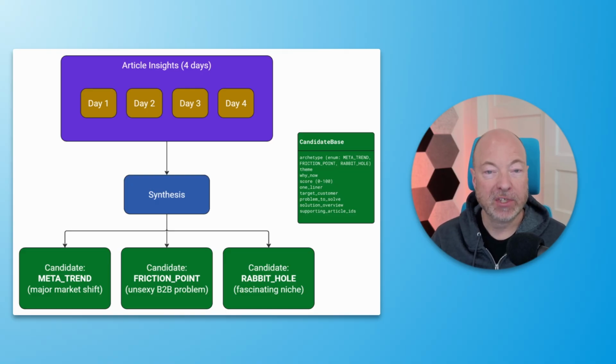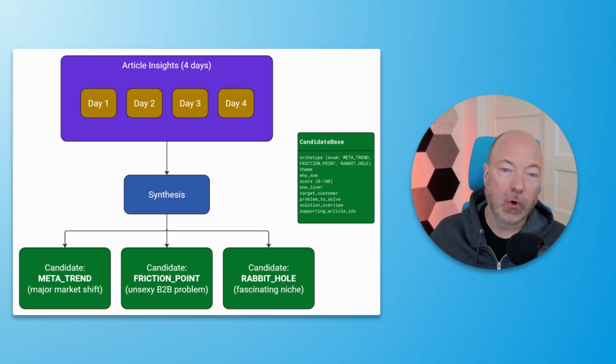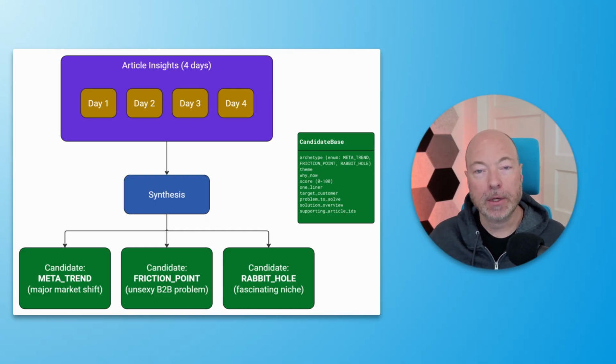It's also good to emphasize that each candidate must include supporting article IDs, referencing actual article IDs from the input. And then we should add some brief guidance on what distinguishes each archetype. So again, meta trend, major market shift, friction point, unsexy B2B problem, rabbit hole, fascinating niche. So pause the video here, take a stab at typing in your prompt, and then come back to review.